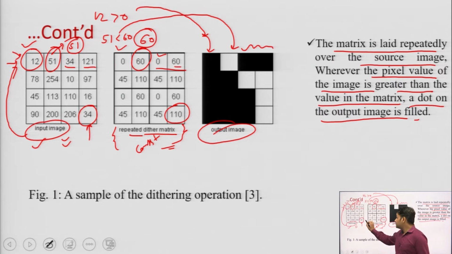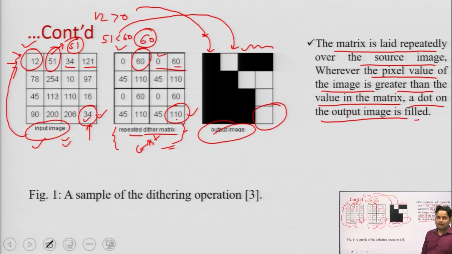You have to always choose the corresponding pixel. If we talk about this pixel, then you have to choose this pixel only. Okay. So, 34 is lesser than 110, then this pixel is completely unfilled. Okay. So, that is all about the dithering process which is present in a digital halftoning process. Okay. So, I think it is clear to everyone.